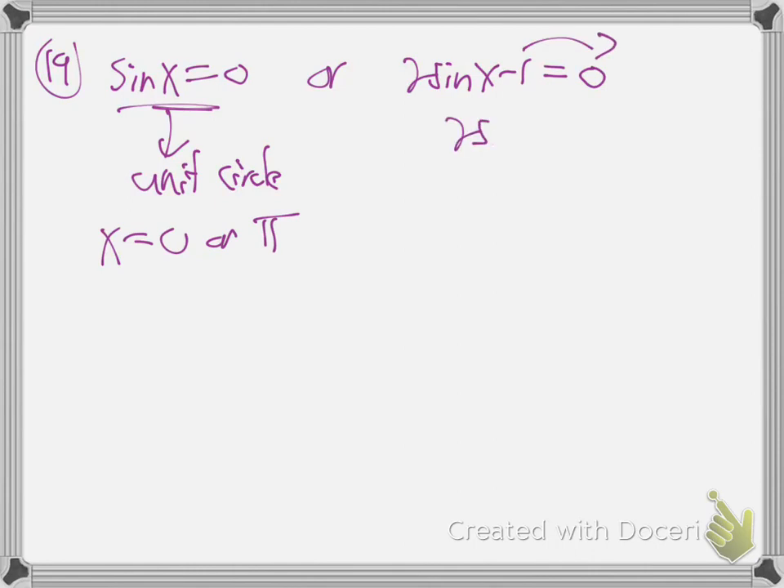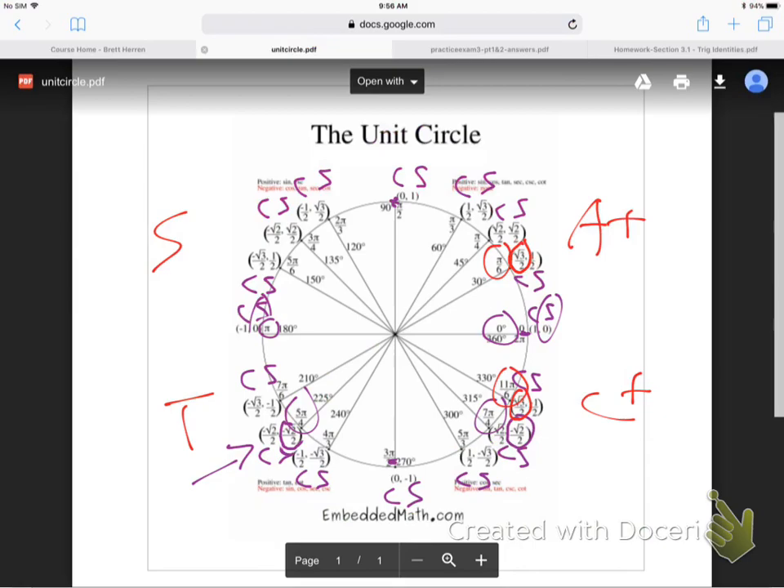Jump the 1 over 2. Sine is 1 divided by 2. So where's the sine positive 1/2? Go back to the unit circle. Sine, all students, first and second quadrant. There'll be two answers, first and second quadrant. There's almost always two answers. You're looking for two answers. Where's the sine positive 1/2? Yeah, it's right there.